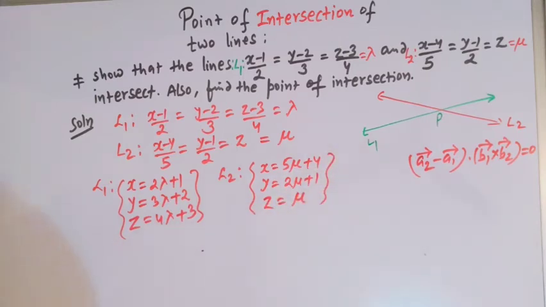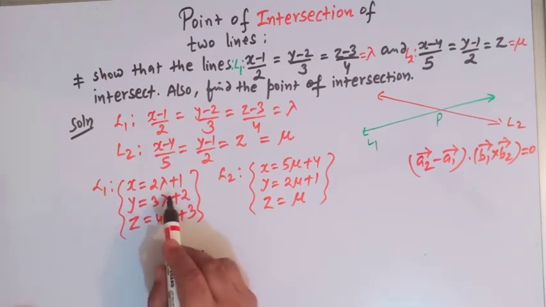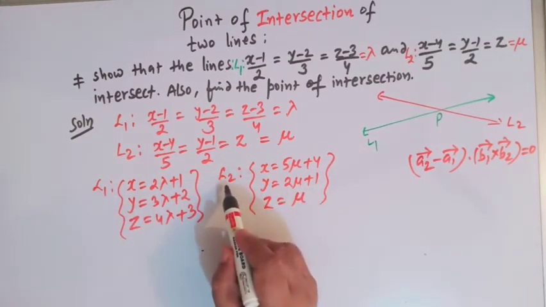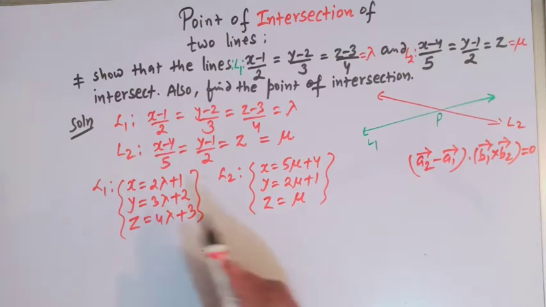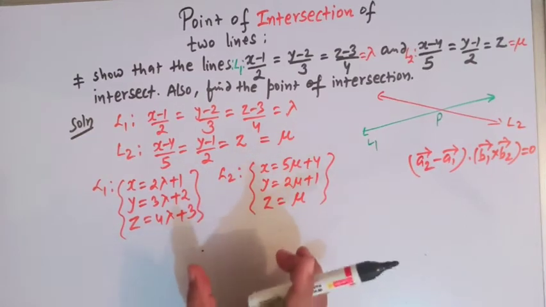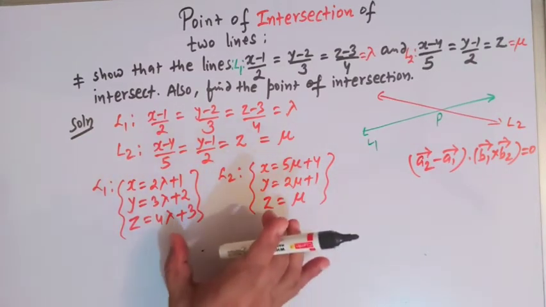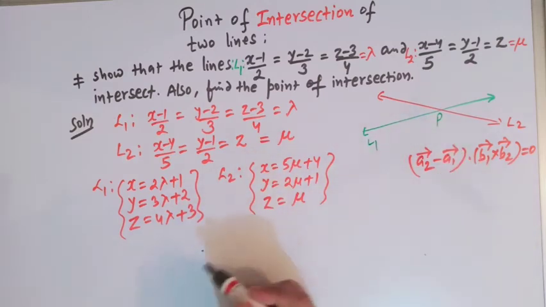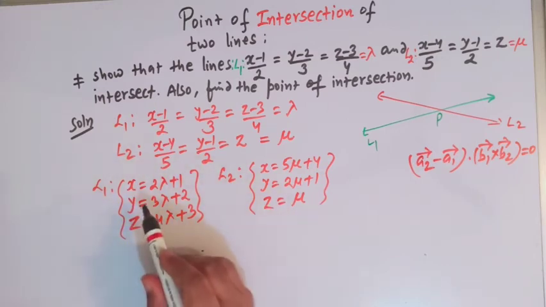Now we know that these are the coordinates of the general point on line L1. This is the general point on line L2, and for some value of lambda and mu, these two coordinates must coincide, or these two coordinates must represent the same point P, right? For some value of lambda and mu. And what is that value of lambda and mu? We will solve the three linear equations.